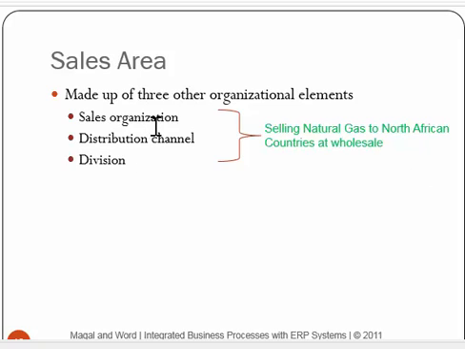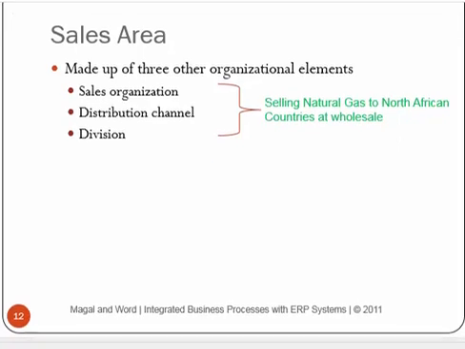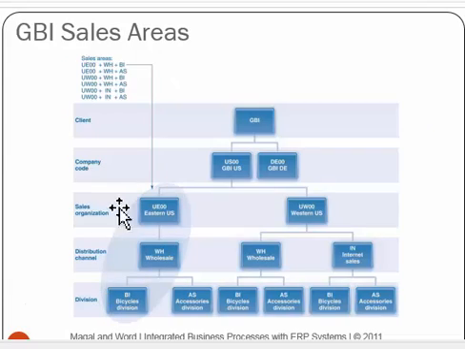The combination of the sales organization, distribution channel, and division makes the sales area. And again, you report your sales by sales area. So, like I said, natural gas, North Africa, and wholesale. The combination of these 3 together makes 1 sales area. And again, here it shows you the sales organization, the division, and the distribution channel: a particular product that I'm selling in a specific geographic location using a specific distribution channel.